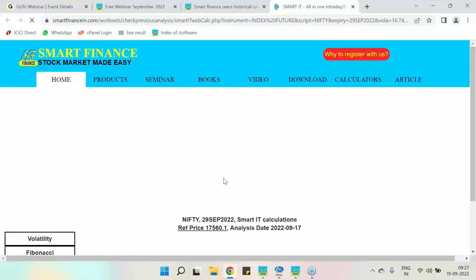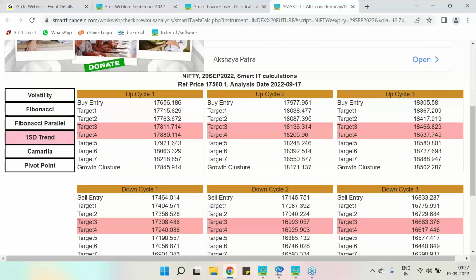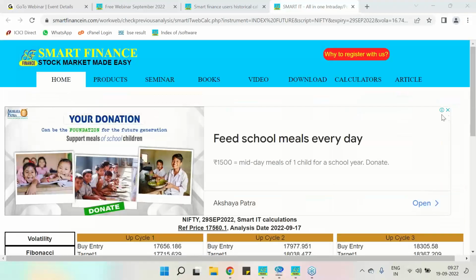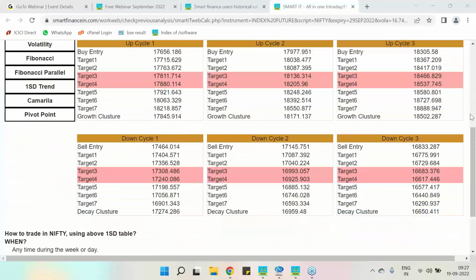So the Nifty weekly trend as per one standard deviation is suggesting for this week that if price is at any point moving above 17,656, then it can again reclaim that 18,000 level. Here this is the hodl zone, 17,812 to 17,880. A fall below 17,464 can invite a fall till 17,308 to 240.